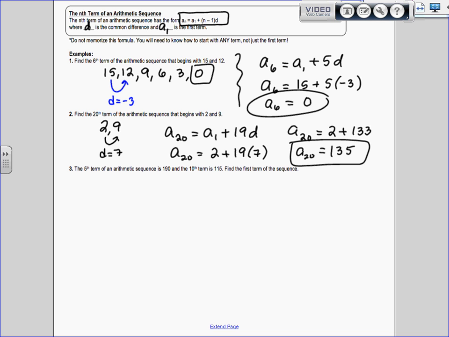So it says the 5th term of the sequence is 190, and the 10th term is 115. Find the first term of the sequence. So whatever you're given, in this problem I was given the 5th term, A sub 5, and the 10th term, 115, we always have to write an equation using whatever we were given. So write an equation using what you were given.